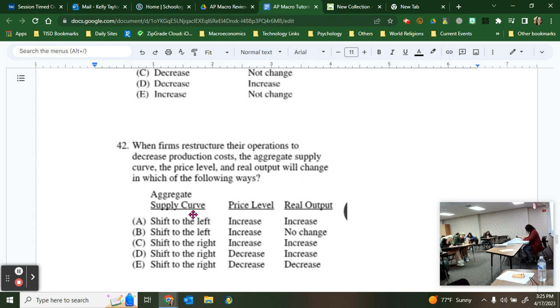You label your aggregate supplies as aggregate supply, not short run aggregate supply, as well. That's fine. You just can't do that with long run. You can do short run that way, but not long run.